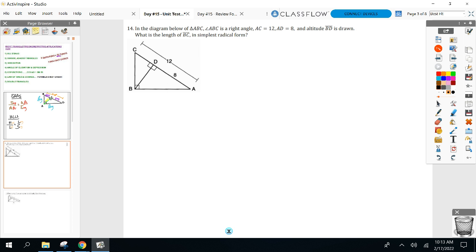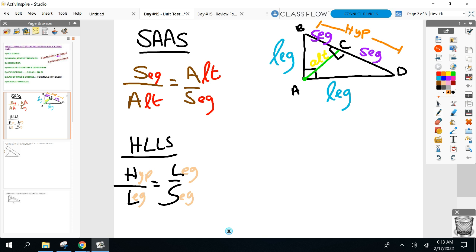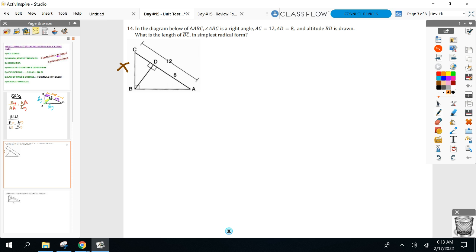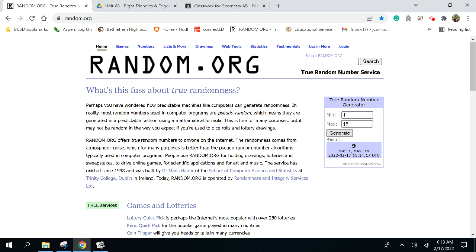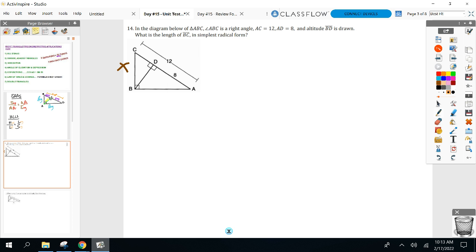Well, what am I trying to find? Find the length of BC. So I'll put an X there. What is BC? What would I have called it back here? That's a what in the diagram? A leg. Okay, so if you have a leg, it's Hill-Sass. Only one of them has an L in it, and it's Hill.